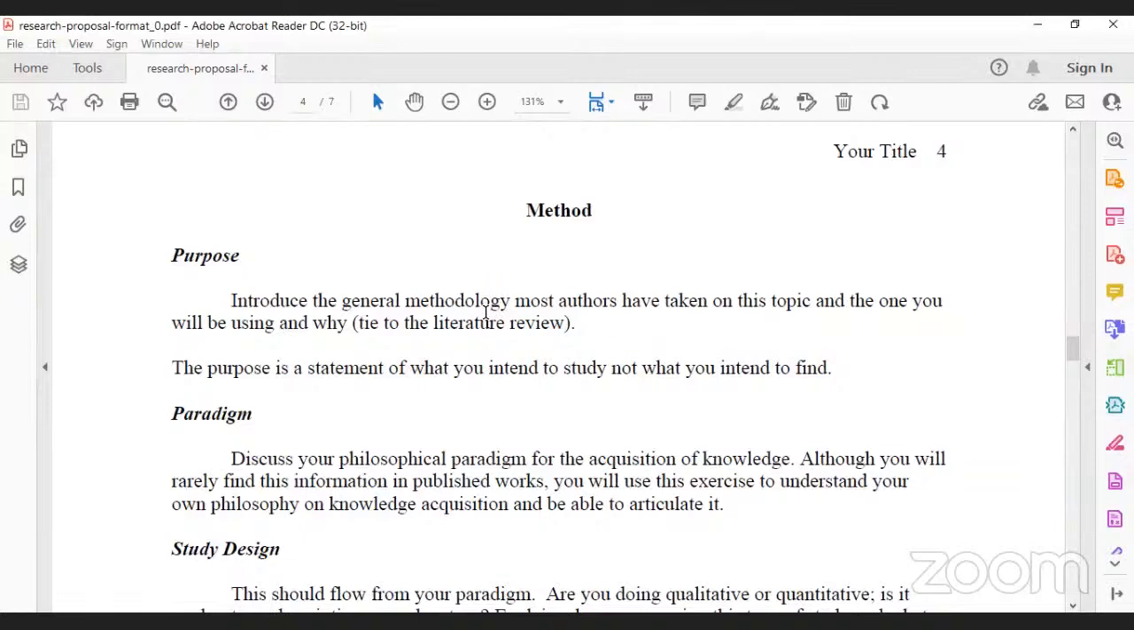integrity and honesty has only been studied with the help of some interview method, qualitative method, but now you are making a tool and trying to identify integrity and honesty and achievement motivation with your tool and purpose. So the purpose is a statement of what you intend to study, not what you intend to find.